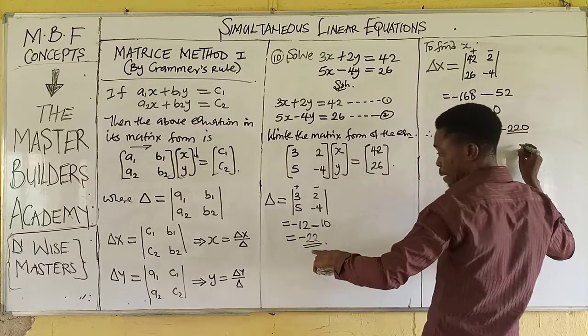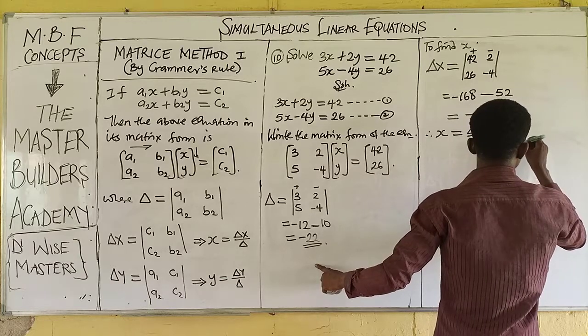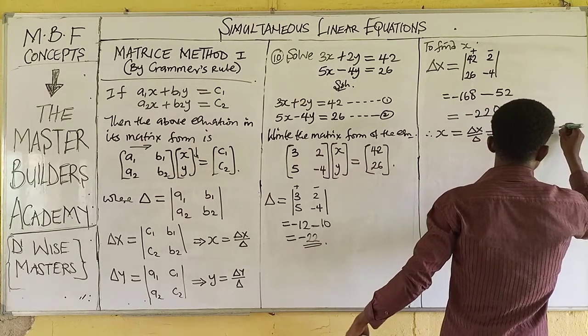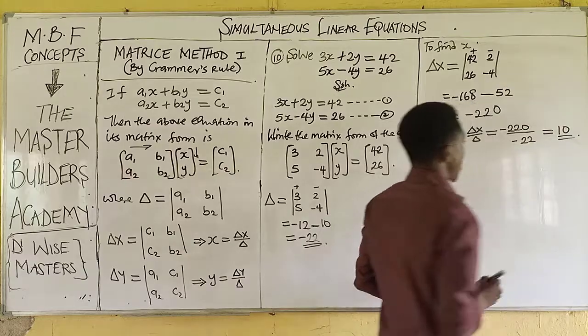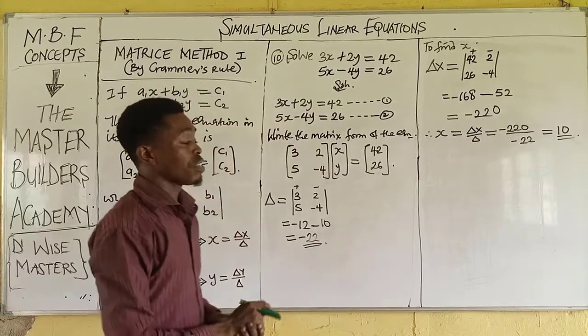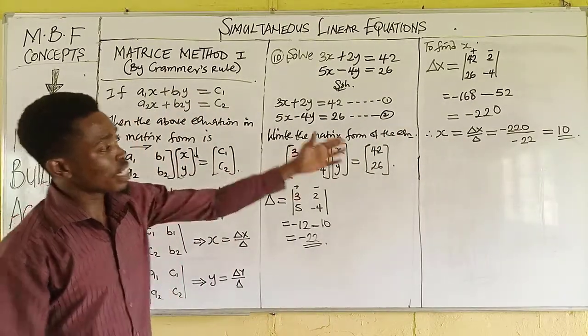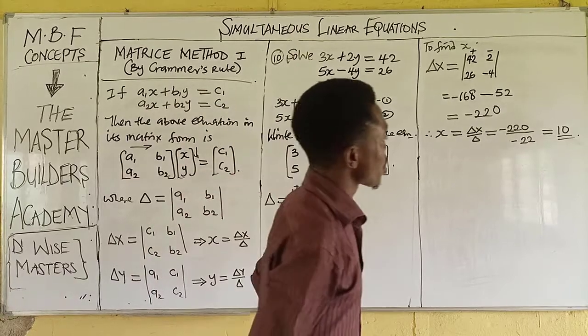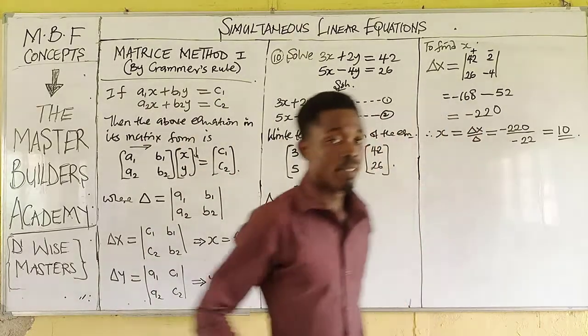All over the determinant is what? Minus 22. And this will have given us what? 10. That's the answer for x. Minus divided by minus is plus. 220 divided by 22. 22 cancel 22, you have 1. That's 10. We are done.